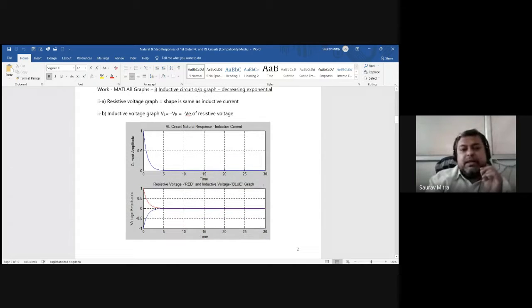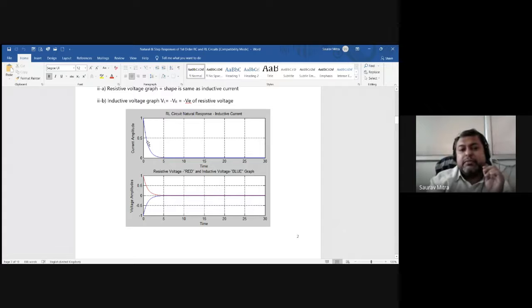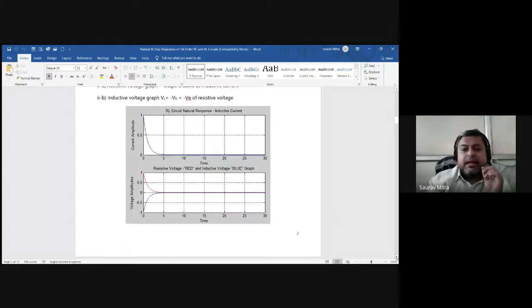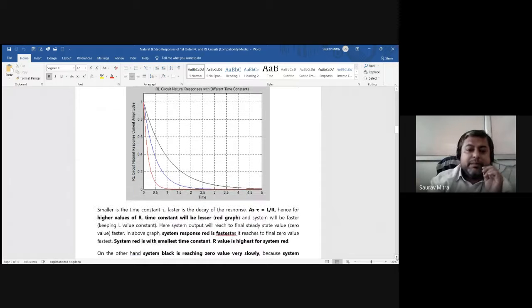Okay. So you can see here from the first graph, that is RL circuit natural response, inductive current. So I told you that for RL circuit the parameter is inductive current, and for RC circuit the parameter is capacitive voltage. So only this graph you have to remember, this blue graph, because the characteristic is I is equal to I0 into e raised to minus RT by L. This is a very important graph.